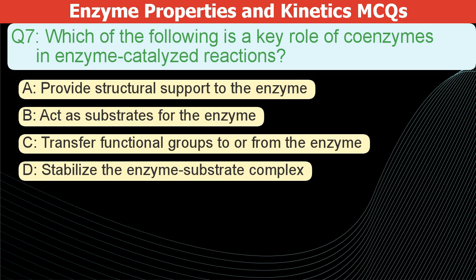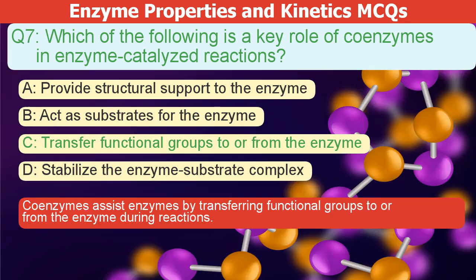Which of the following is a key role of coenzymes in enzyme-catalyzed reactions? A. Provide structural support to the enzyme. B. Act as substrates for the enzyme. C. Transfer functional groups to or from the enzyme. D. Stabilize the enzyme-substrate complex. The correct answer is C. Coenzymes assist enzymes by transferring functional groups to or from the enzyme during reactions.